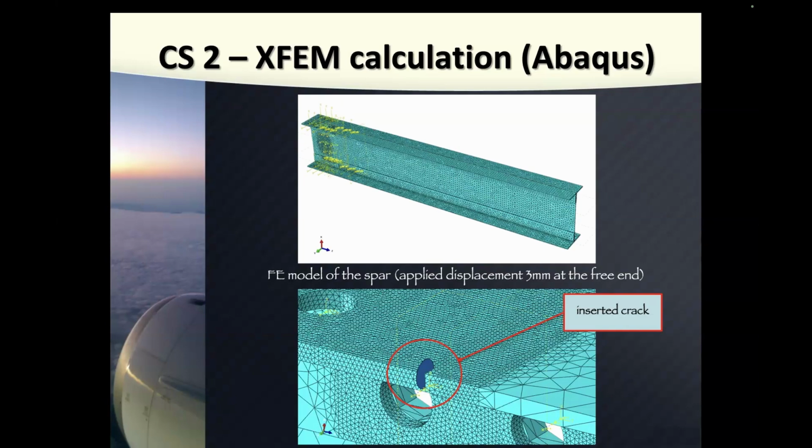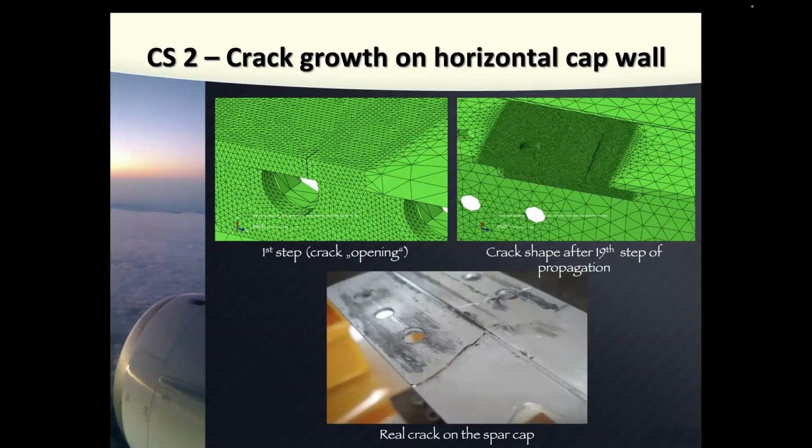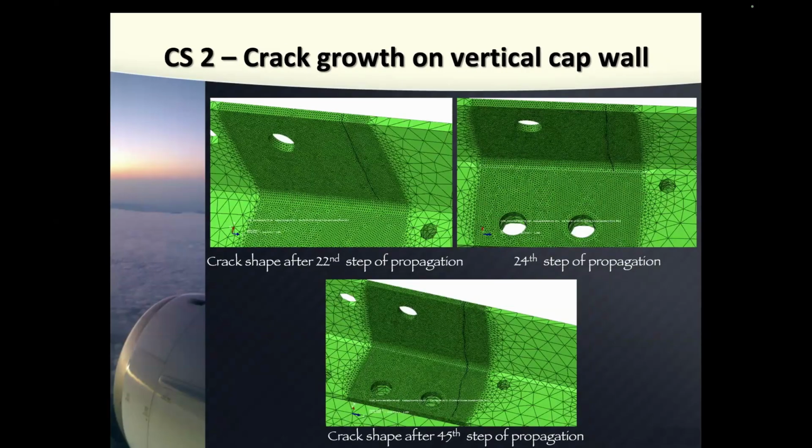And we started the crack here, and you can see again in this area I made a very dense mesh. And then you can see here the first crack growth along this horizontal wall of the spar cap, and here the image from the experiment, so you can compare this with this. Then the transition from the horizontal wall to the vertical wall here. You can see it's going through to this area. And finally, complete failure of the L shape after 45 steps of propagation. In fact, the total length of this is 45 millimeters, so with every step the crack grew 1 millimeter.